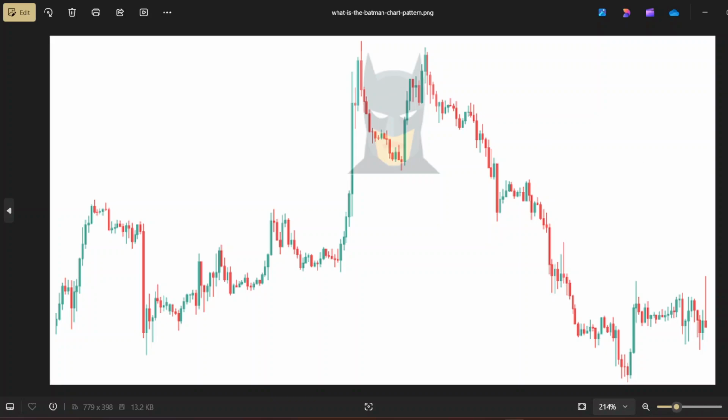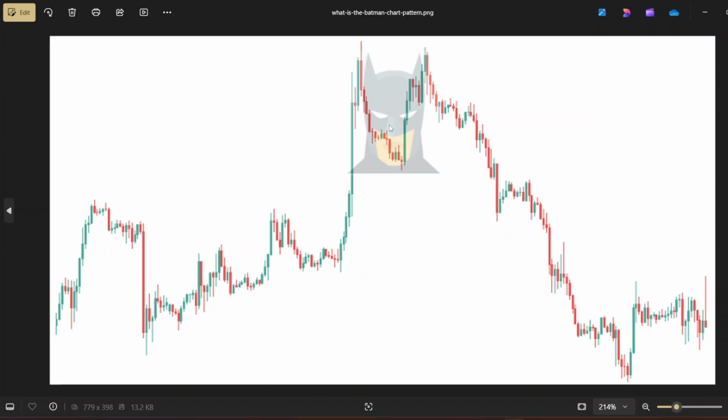Now let us dive deeper into how this pattern forms on the chart and what we look for. So what exactly are we looking for when we identify the Batman pattern? Well, it's all about the shape and the structure. Imagine a chart that forms two peaks, one on the left and one on the right, with a small valley between them. You can see this. Now it almost looks like the Batman logo, right? With a peak on either side and a dip in the middle.